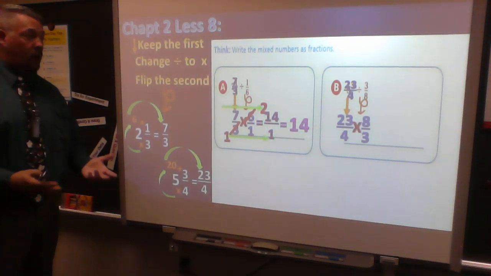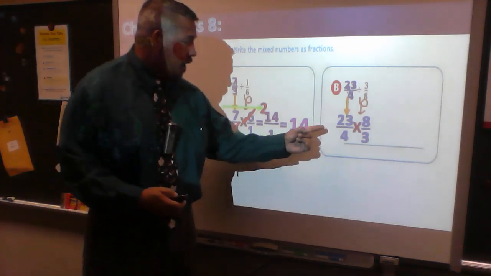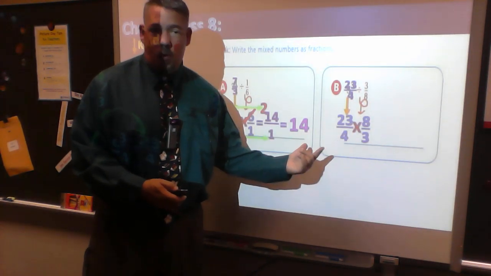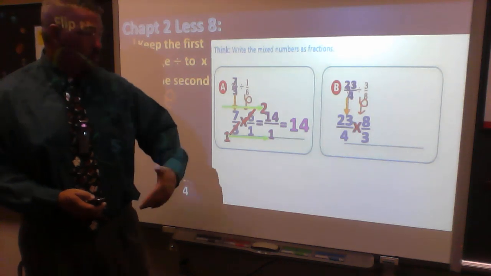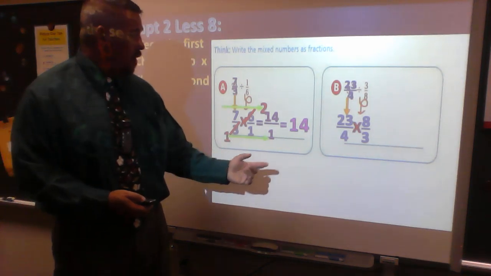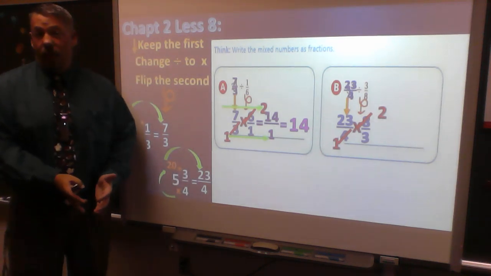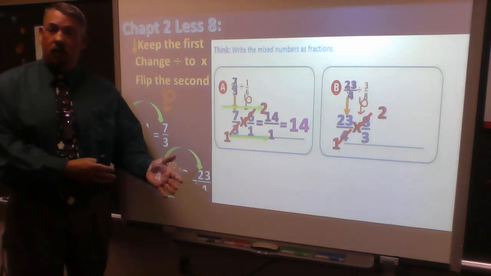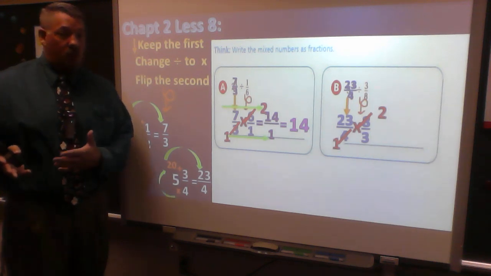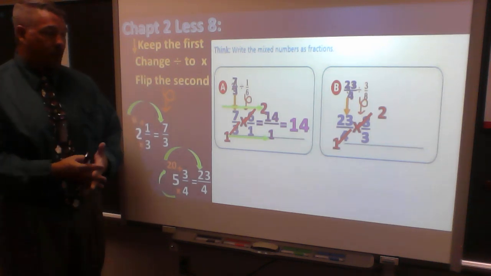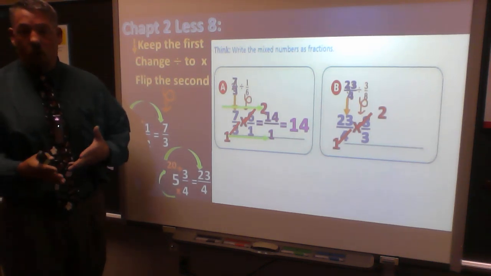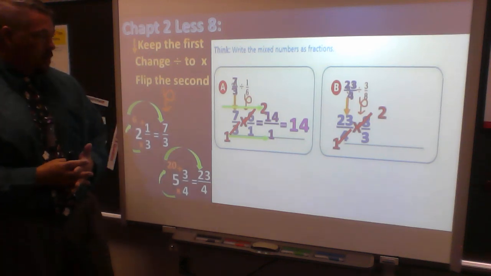I check to see if I can cross reduce. Well, I can. I have my 4 and my 8. 3 and 23 won't. 3 is a prime number, but it will not go into 23 evenly. So I take my 4. I could reduce by 2, but then I'd have to reduce by 2 again if I want to get it into its lowest form. 4 is the greatest common factor between 4 and 8. So if I reduce by 4, it does make my work a lot easier.